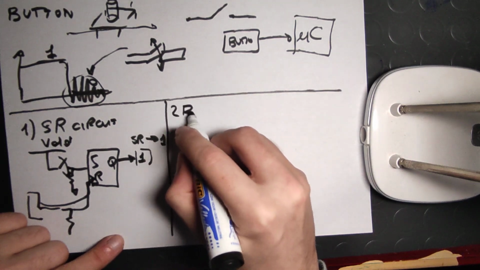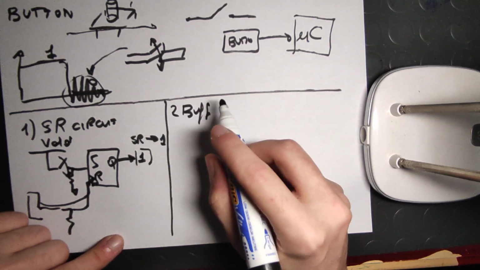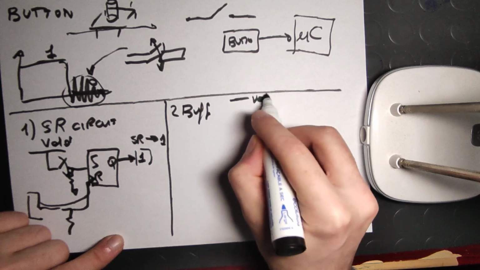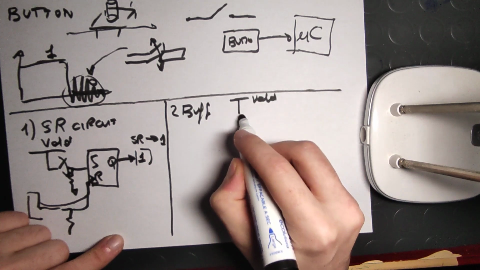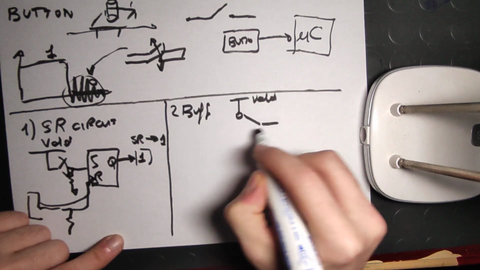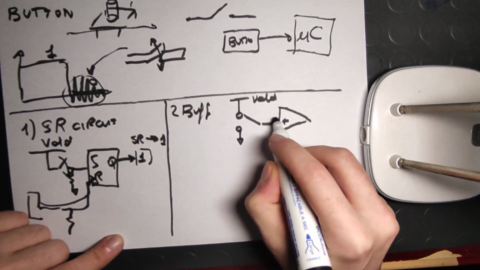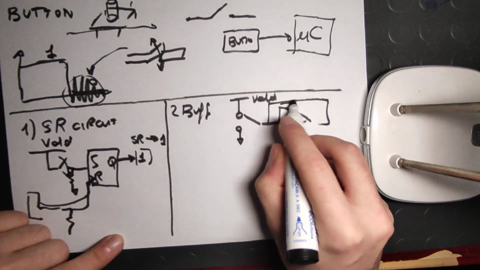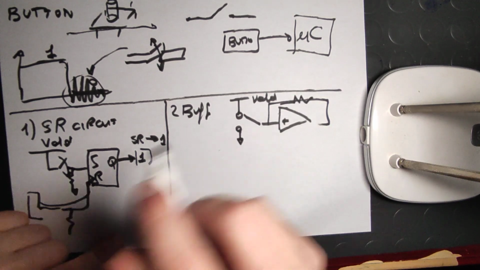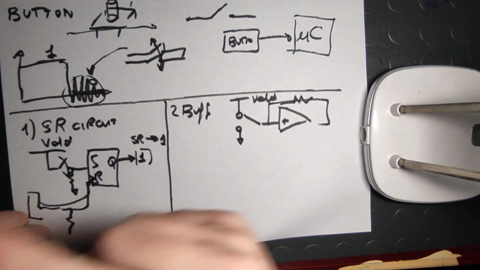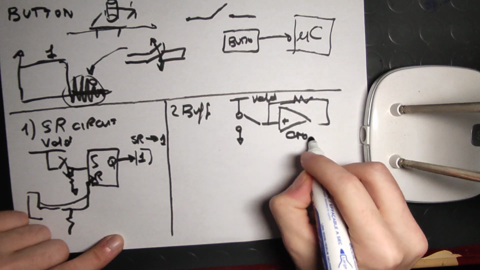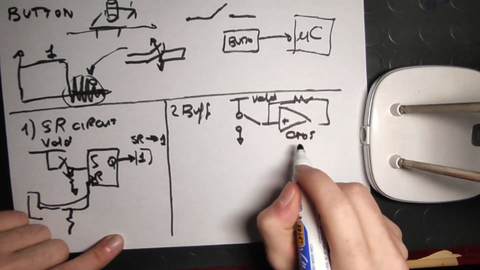Another solution is to put a buffer. So basically you have always the voltage, let's call it VDD, you have the switch, and you put a buffer which will loop with a resistor. This is a non-inverting CMOS, and it will create a loop to stabilize the output.